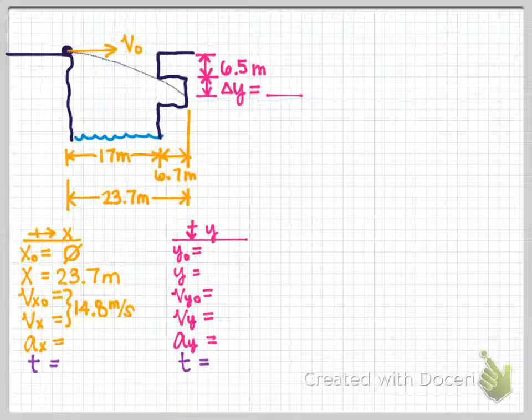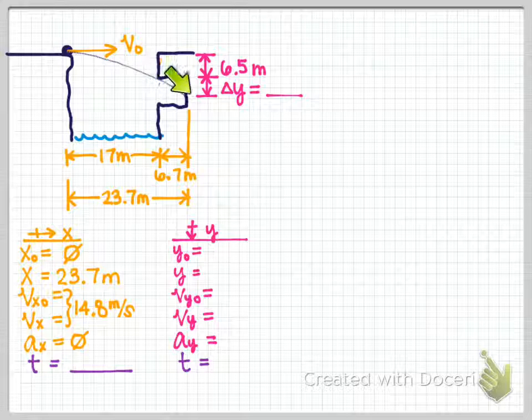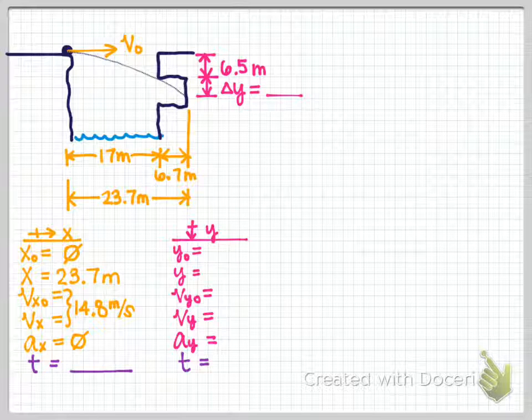The Vx and Vx naught, remember, it's constant, 14.8 meters per second. We solved for that in the last part of the problem, and it's the same even though we have more of the path here because it's constant horizontal velocity. And that's also because the acceleration is still 0. Time is completely different. We calculated the time it takes to get to the overhang, not the time it takes to get to the back wall of the cave.